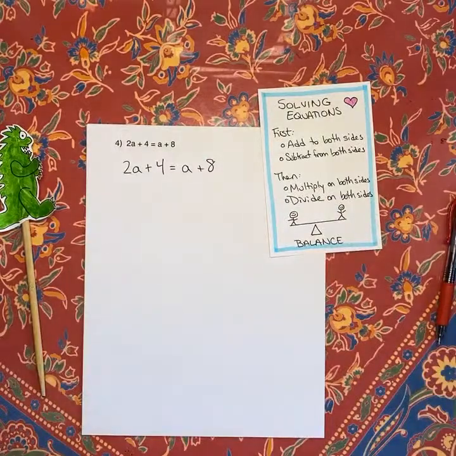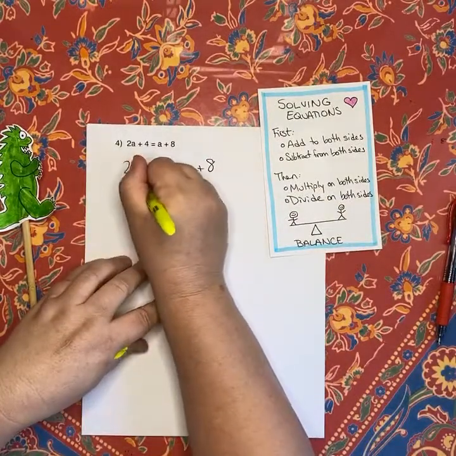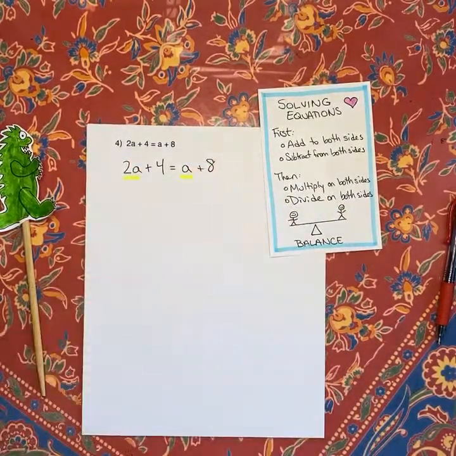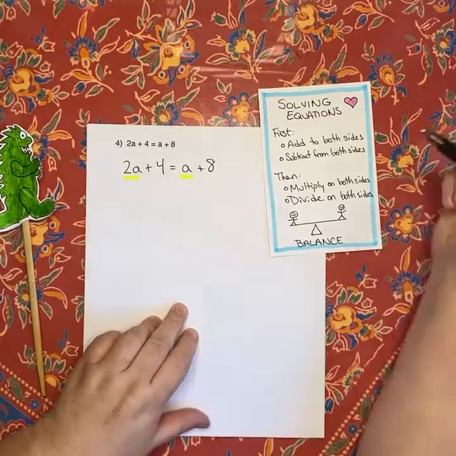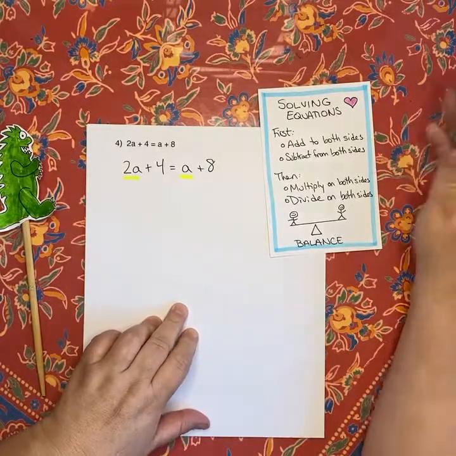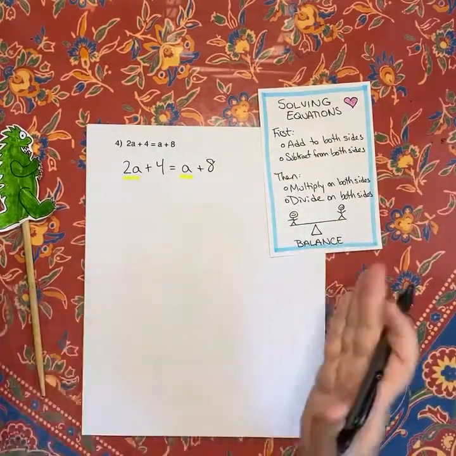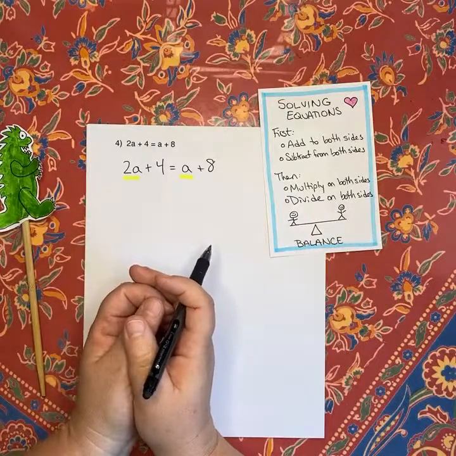Where's the variable? And the answer is, oh no. There are two different terms with variables in them. Oh no, what are we going to do? Well, what we're going to have to do is add or subtract to move the terms around, and we want to bring all the variables together.